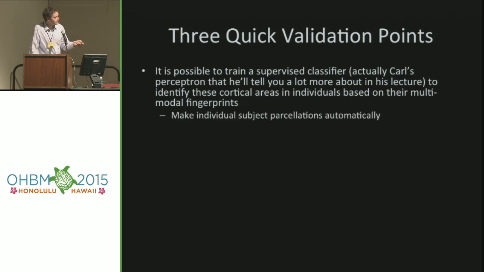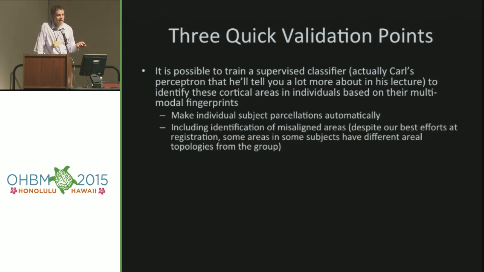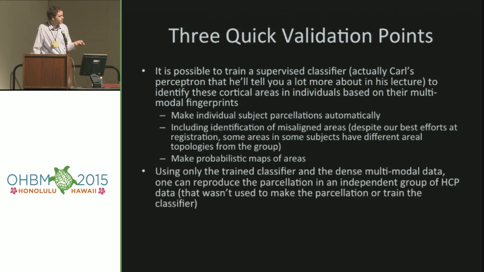We can also make individual subject parcellations automatically now that we have a group parcellation. And this includes identifying areas that are misaligned despite our best efforts at registration. We find that some areas in some subjects just simply have different areal topologies from the group, and I'll show you an example of that. We can make probabilistic maps of cortical areas, since we're able to identify them in individuals.